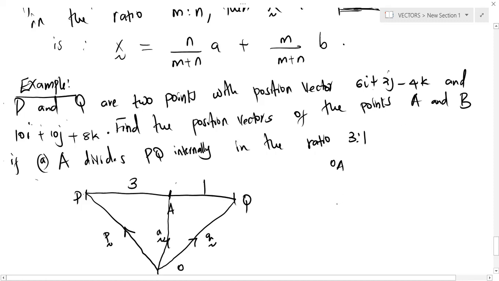Okay, so let's first of all start with finding the position vector for OA, because here we only have A, we don't have B. So OA, how are we going to get OA? Now look at this. This A is the position vector that we are looking for, corresponding to this formula here. And what does the formula say?